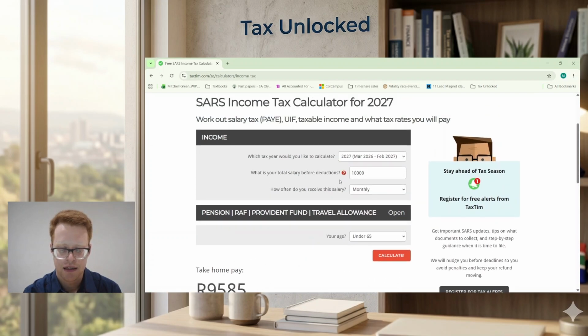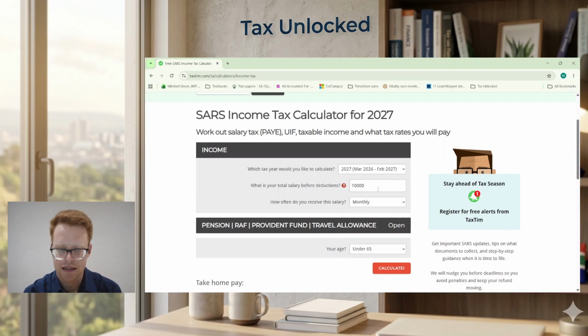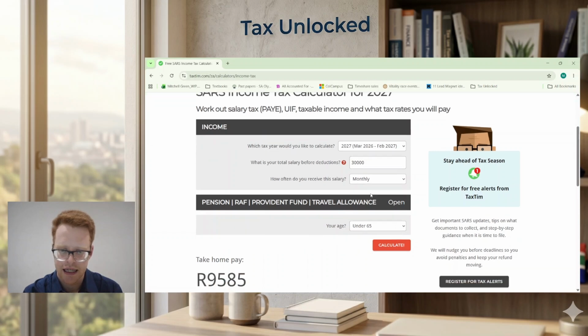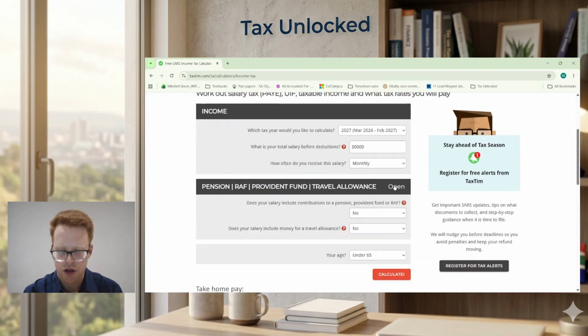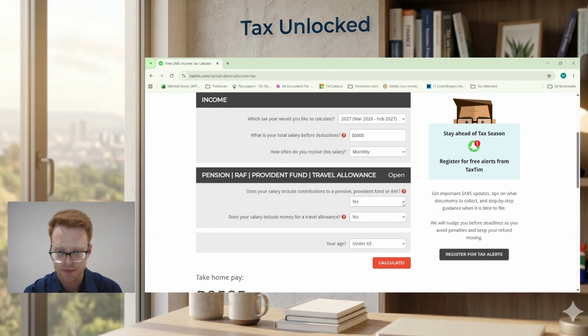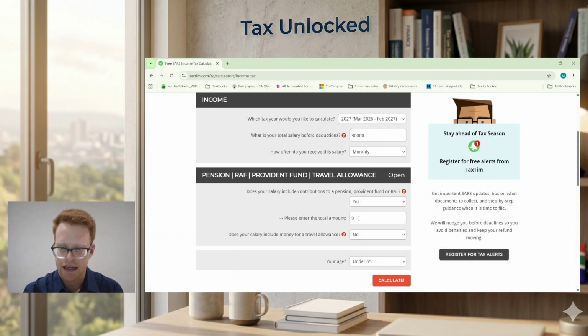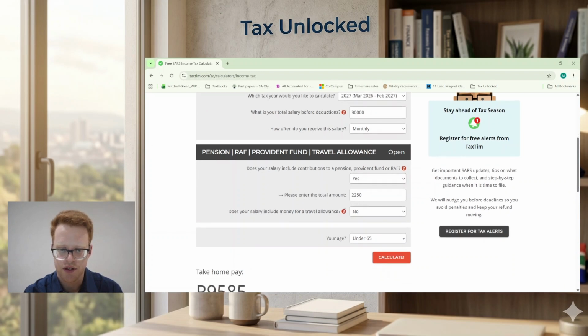Okay. Now let's look at a more complicated example. We have someone, let's say they're earning 30,000 Rand a month. We could also put the annual salary or weekly salary, whatever it is. Let's say they do contribute to a pension fund. This is asking if there are amounts that are deducted from your salary and go towards a pension fund. We'll say yes. And let's say they contribute 7.5%, which is 2,250 Rand.